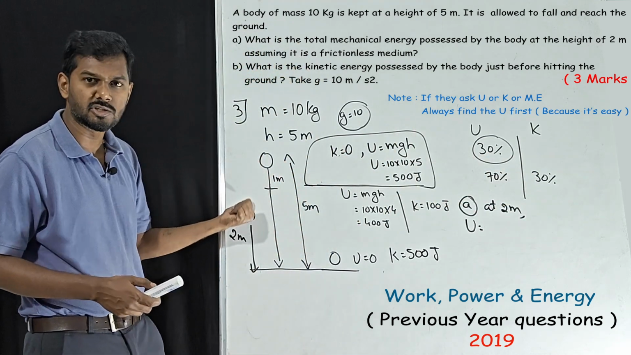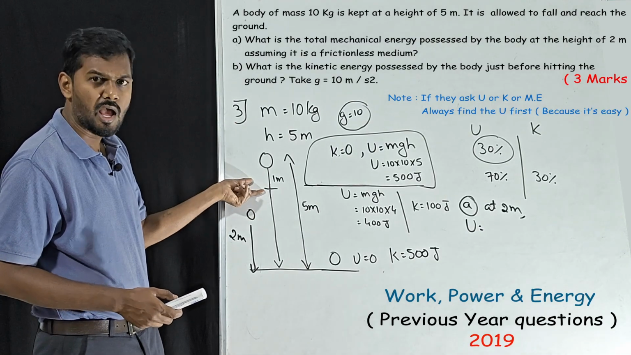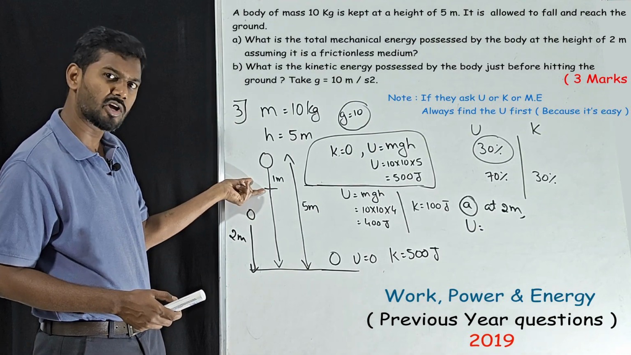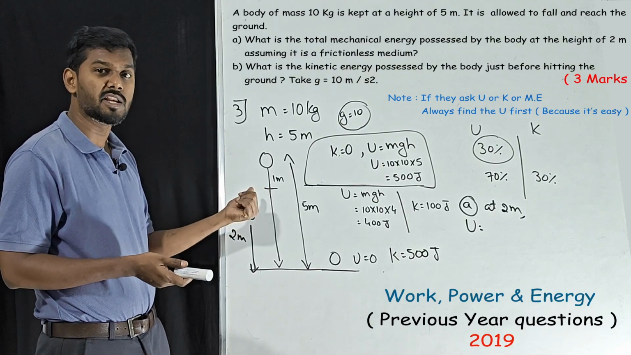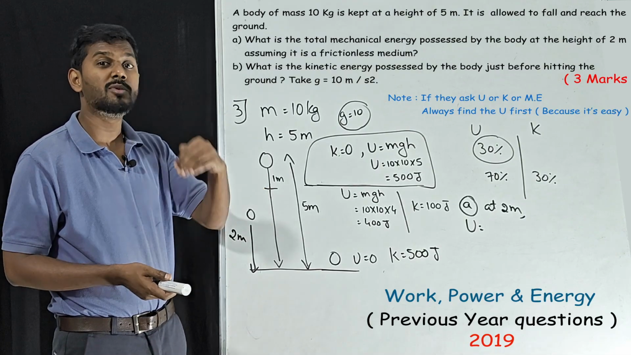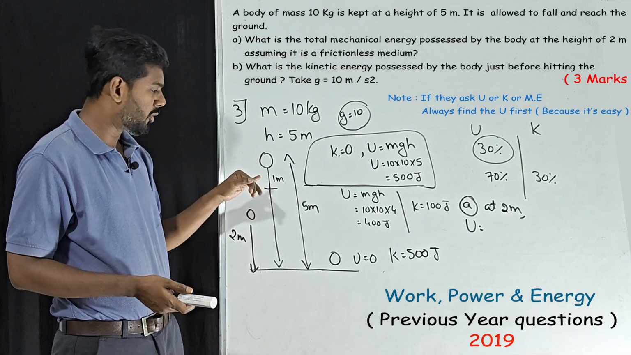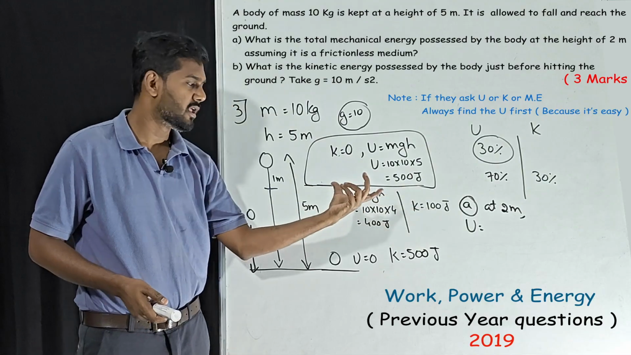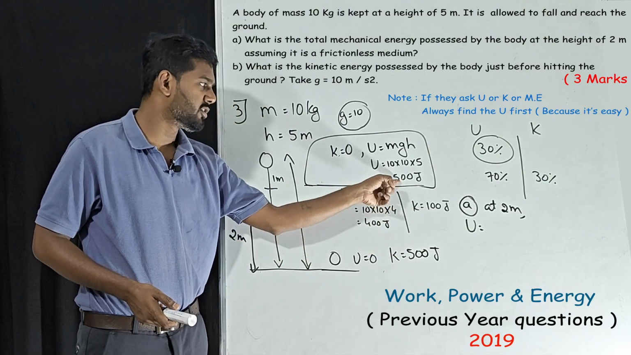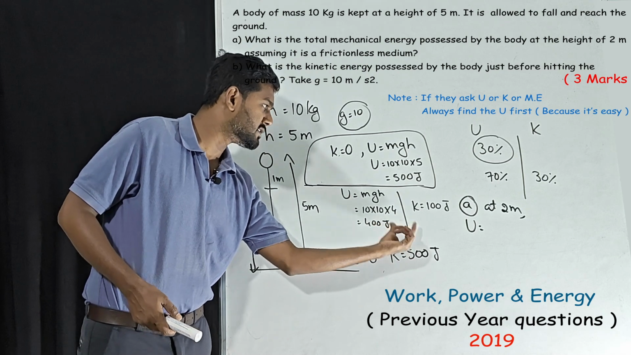Assume at this point, when the ball is here, 100 joules of potential energy is lost. How much potential energy does it have now? It has 400. How much is lost? 100. So at this point potential energy will be 400 and kinetic energy will be 100. When we add these two, we should get 500, the same answer as the initial position.